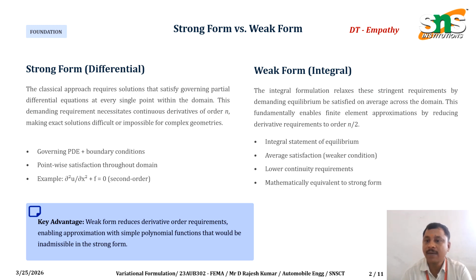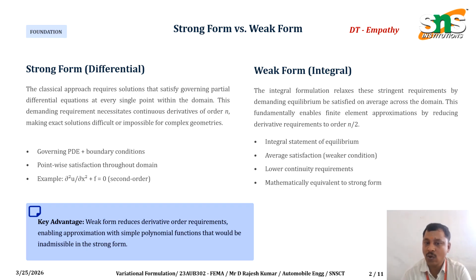The mathematical magic happens through integration. We multiply our differential equation by a test function and integrate over the domain. This process fundamentally changes the requirements. The weak form gives an integral statement of equilibrium, average satisfaction rather than point-wise satisfaction, reduced derivative order from order n to order n by 2, and it is mathematically equivalent to the strong form.